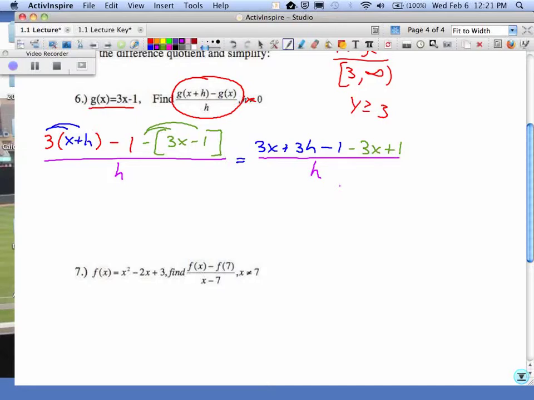So what can we do in the numerator up top? Combine like terms. So this is positive 3x and negative 3x. That'll go to 0. Negative 1 and positive 1 will also be 0. So we're just left with 3h over h. They divide off, and we're left with 3.